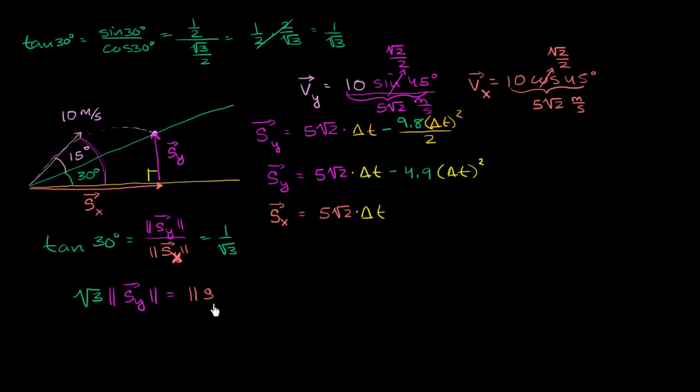The magnitude of the horizontal component. So right, just like that. So we now have a relationship between the length of these two vectors. And we can use this relationship to substitute back into the constraints that we already have. So the second constraint right over here, let's use this information.